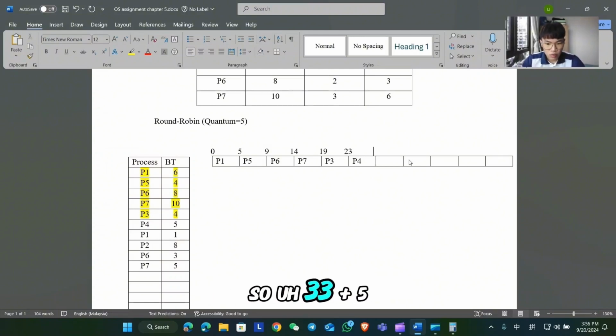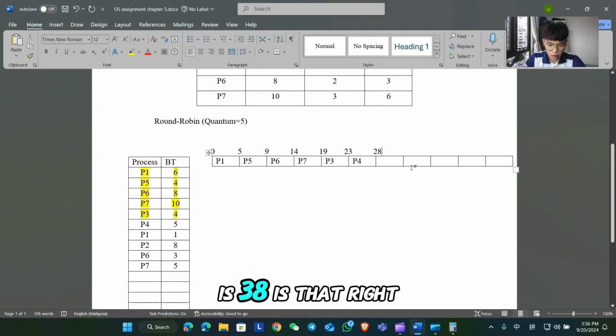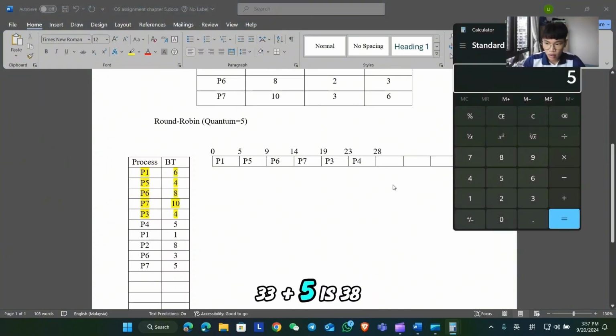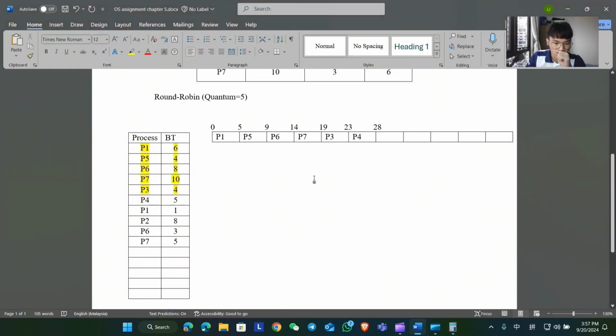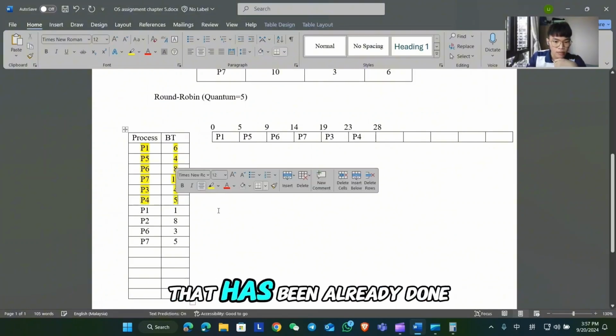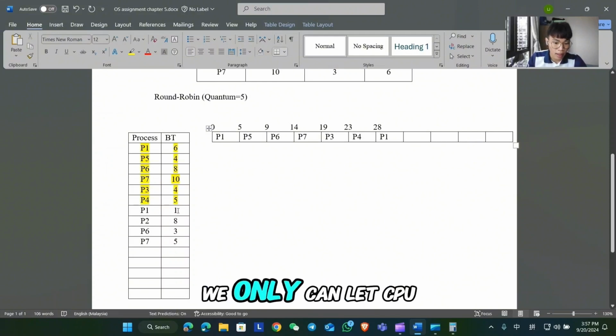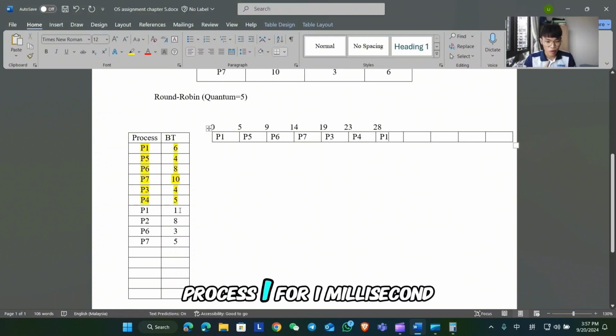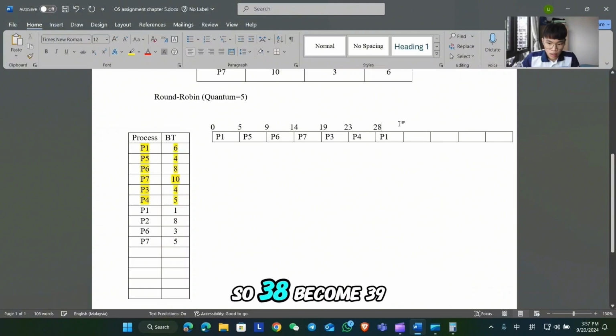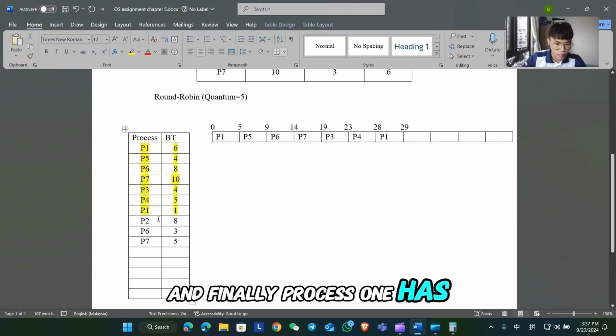So 33 plus 5 is 38. Is that right? Yes, 33 plus 5 is 38. So right here, we highlight that that's been already done, and we continue to P1. For P1, we can only let the CPU execute process 1 for 1 millisecond. So 38 becomes 39, and finally, process 1 has been done.